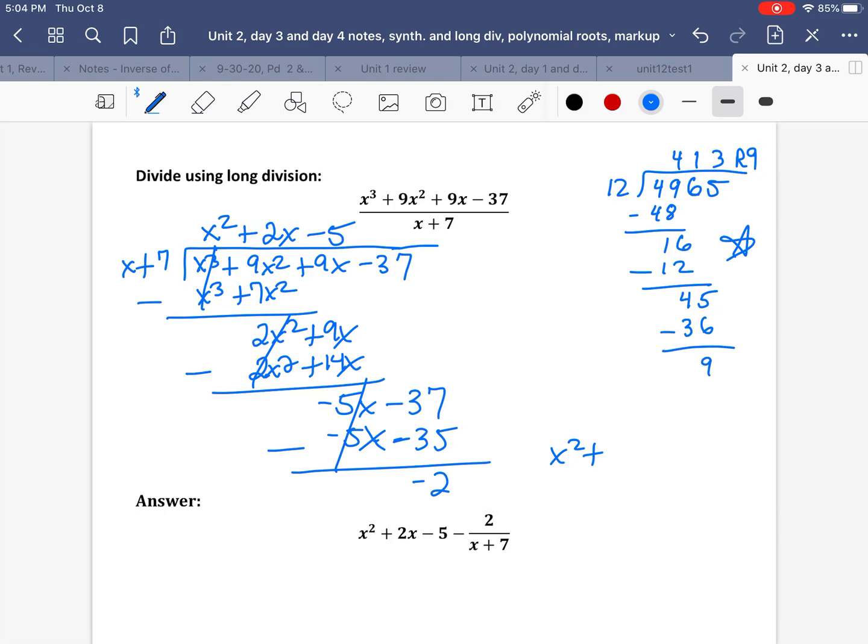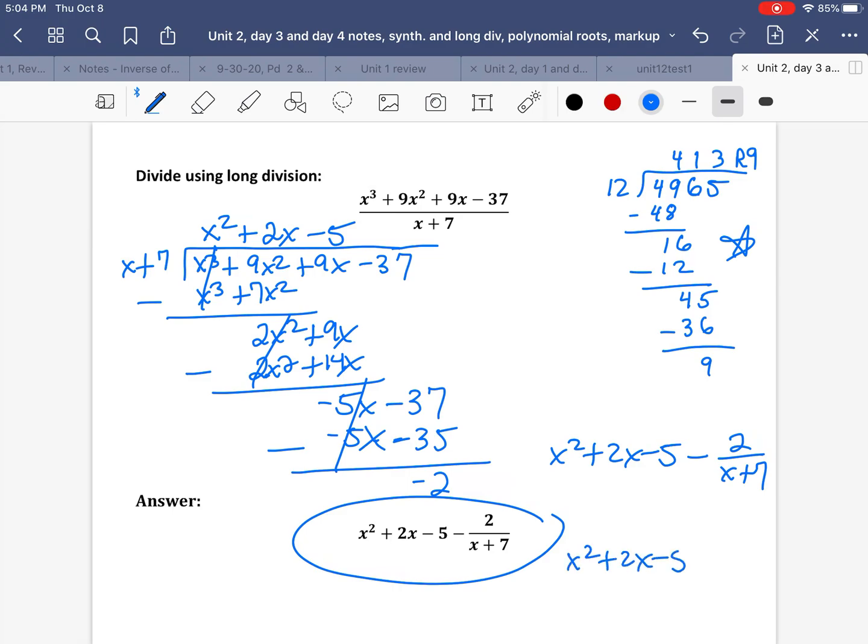I got x squared plus 2x minus 5. Plus or minus, it doesn't matter what you put, but my remainder is negative, so I should put a negative 2 over what I was dividing by, x plus 7. So you see my answer written right there. Another way you could do it is this. You could have x squared plus 2x minus 5 plus, and then just put a negative 2 over x plus 7. So if you want to write it like that, that's fine also.